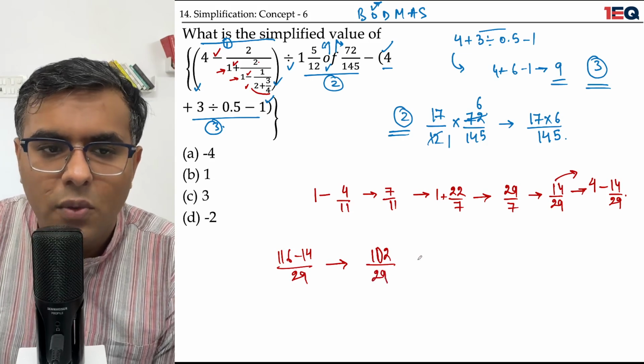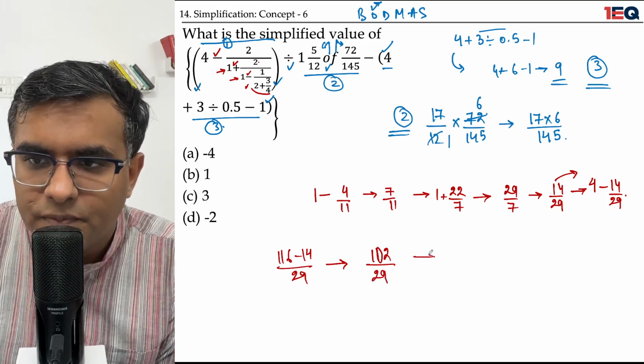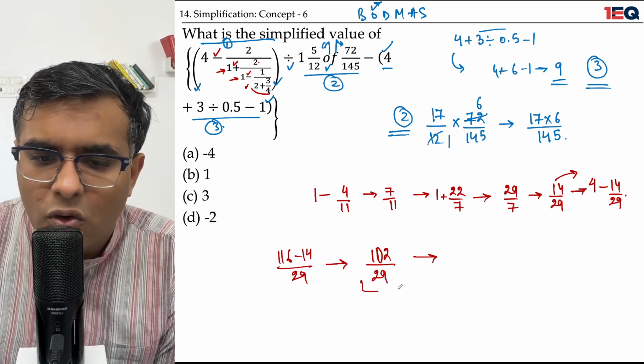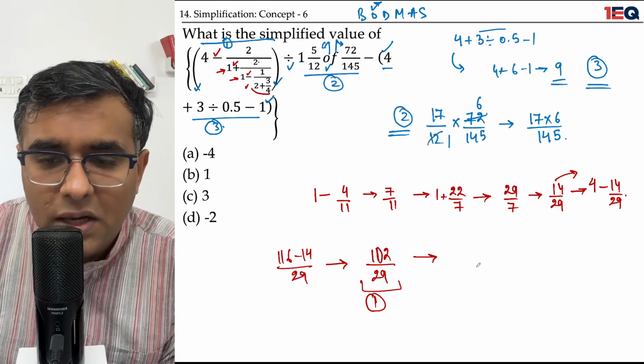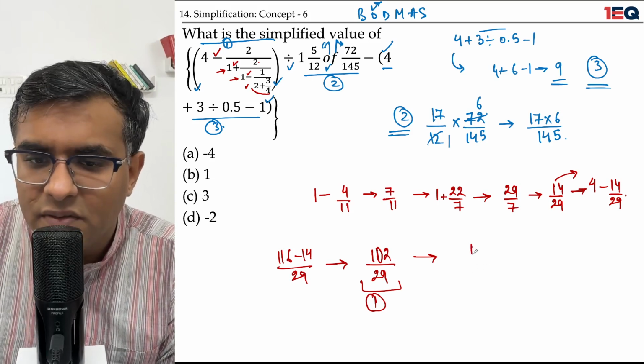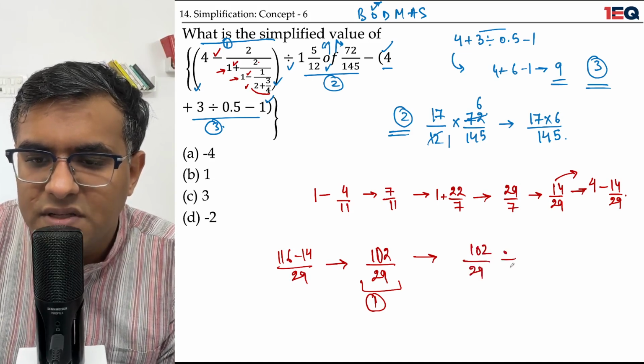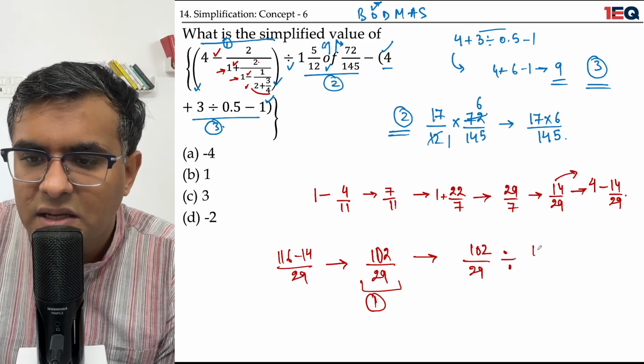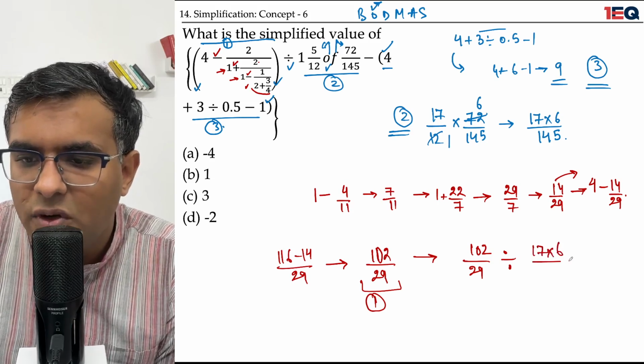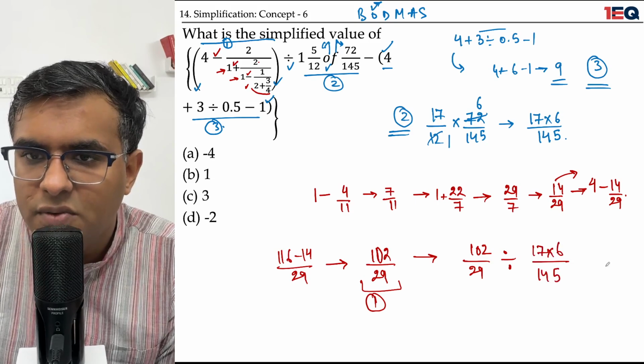102 upon 29 is where I will reach. Now, this is my output of my first portion. Let me put things back into perspective. It is 102 divided by 29. There is a division sign over here. The division sign says that 17 into 6 is going to be here and 145 is going to be here.